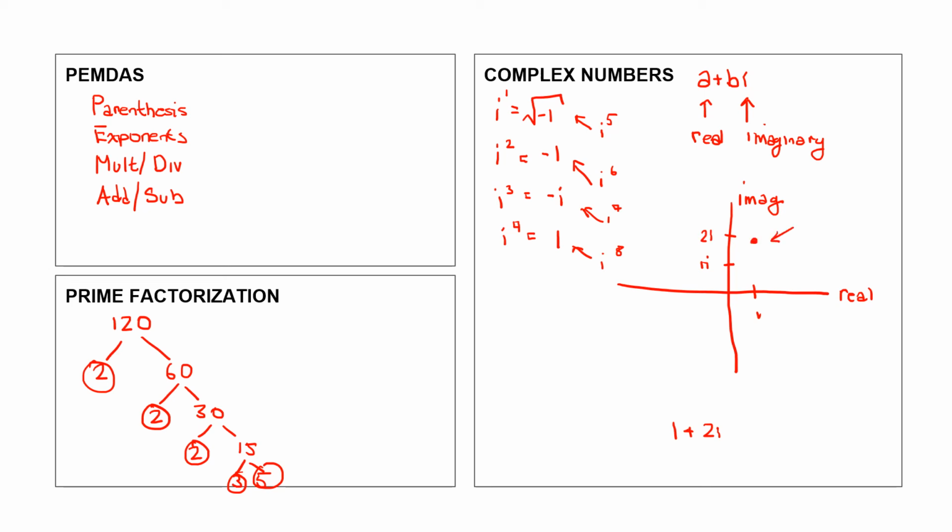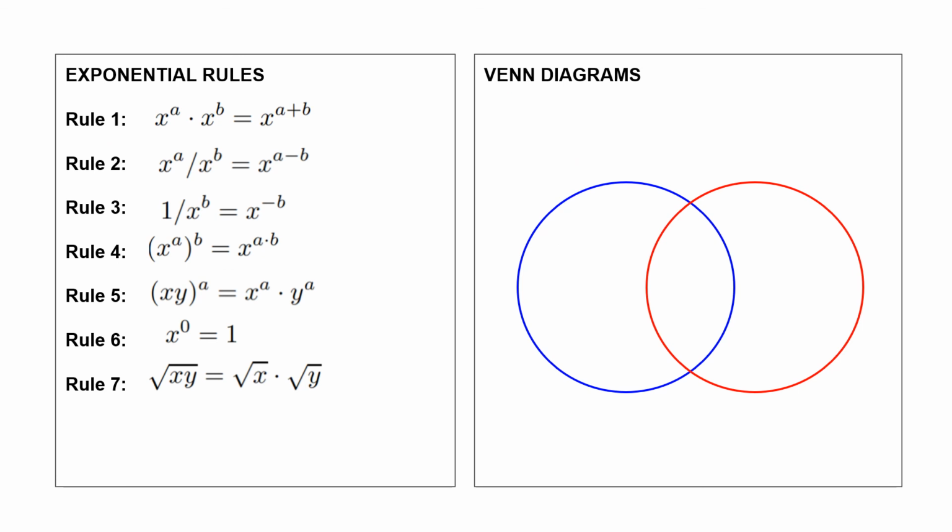Moving on. So let's quickly do a refresher of our exponential rules. We have rule 1, where we have a base raised to an exponent times the same base raised to another exponent, and that equals x raised to the addition of both those exponents. Rule 2 is like the opposite of this, where we have a base raised to an exponent divided by the same base raised to a different exponent, and that's the same thing as the base raised to the difference of the exponents.